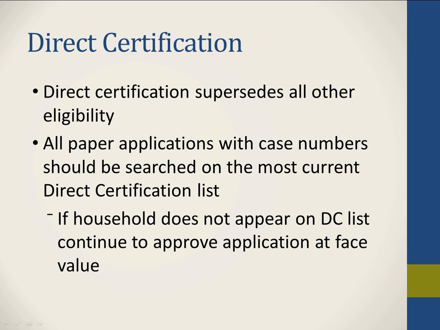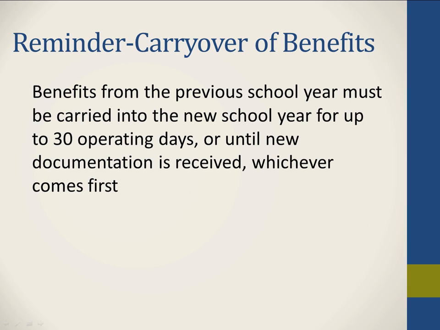Direct certification supersedes all other eligibility. All paper applications with case numbers can be searched in the direct certification system. If a household does not appear on the DC list, continue to approve the application at face value. Benefits from the previous school year must be carried into the new school year for up to 30 operating days or until the new documentation is received, whichever comes first.